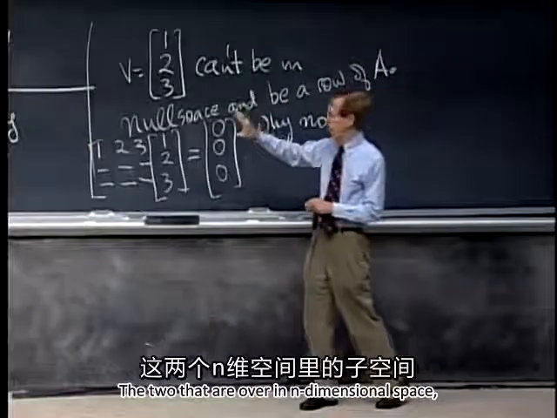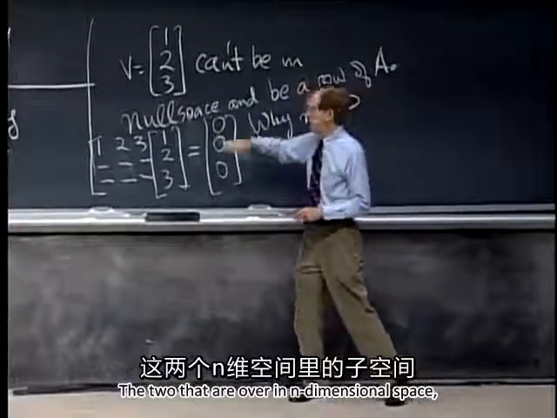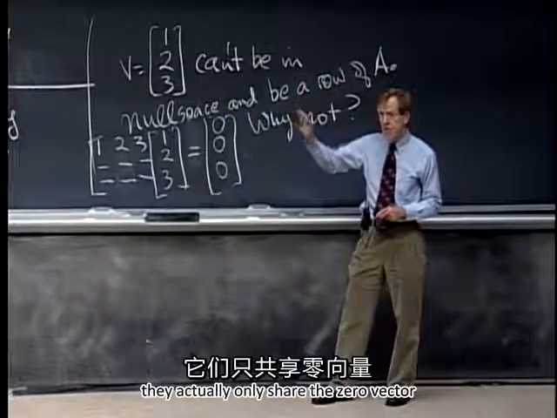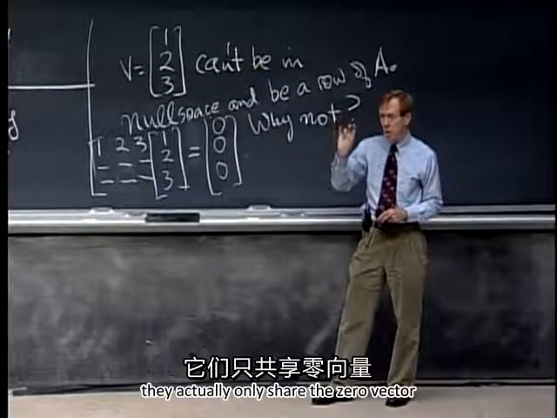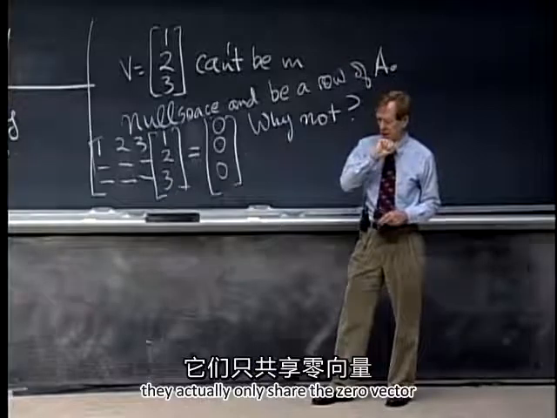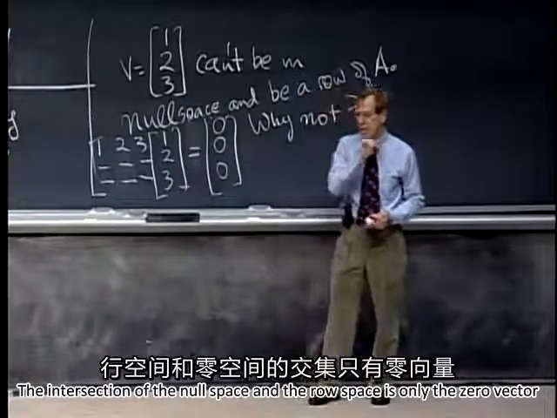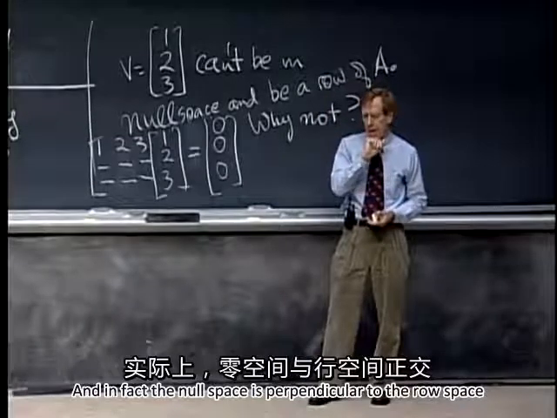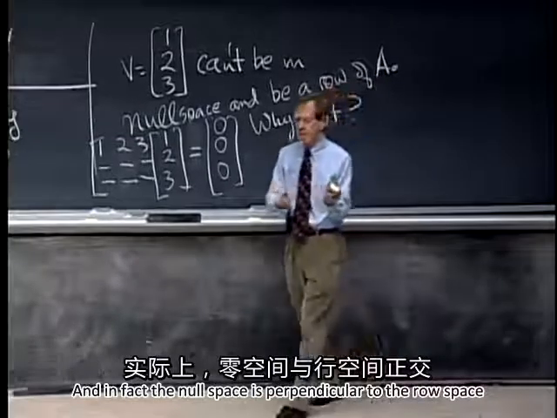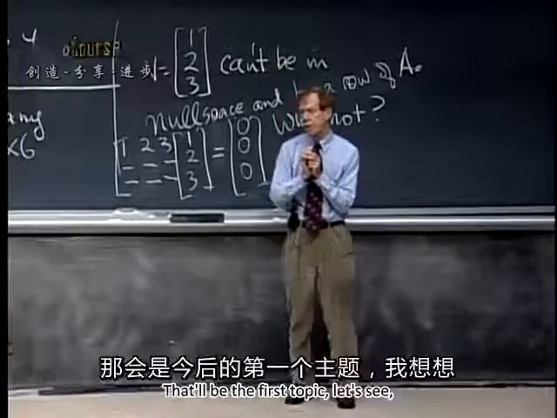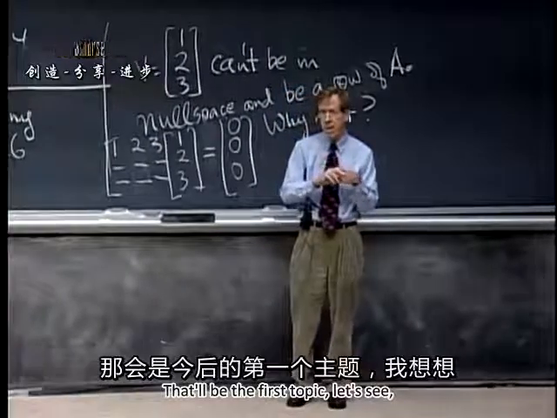So now we actually are beginning to get a more complete picture of these four subspaces. The two that are over in n-dimensional space actually only share the 0 vector. The intersection of the null space and the row space is only the 0 vector. And in fact, the null space is perpendicular to the row space. That'll be the first topic.